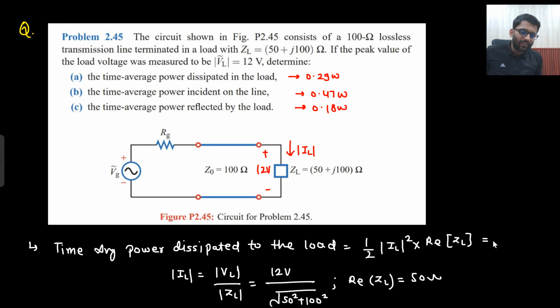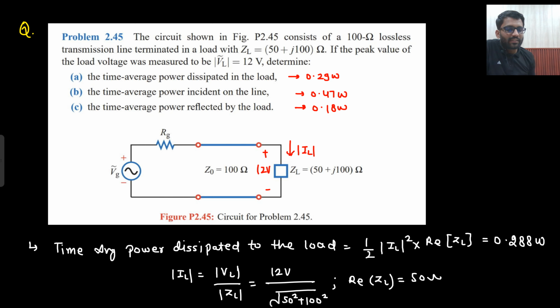This is 0.288 watt. So this is the power dissipated to the load. Can you tell me what this will be equal to? This 0.288 watt, what will this be equal to? Is this power delivered to the load? Yes, this is the power delivered to the load only, no? Because this much power is dissipated in the load. So that is equal to power delivered to the load. And what is power delivered to the load? Power delivered to the load is (1 minus gamma square) into PA.